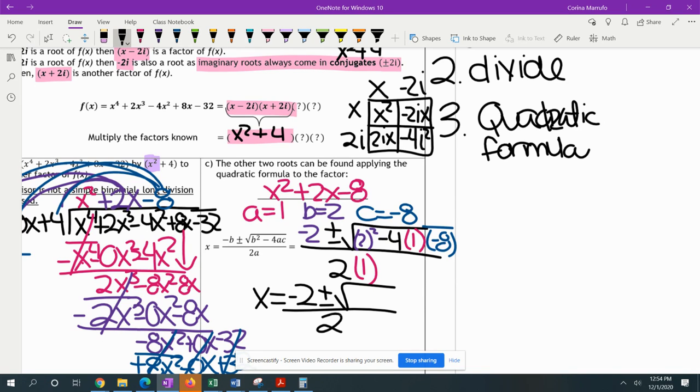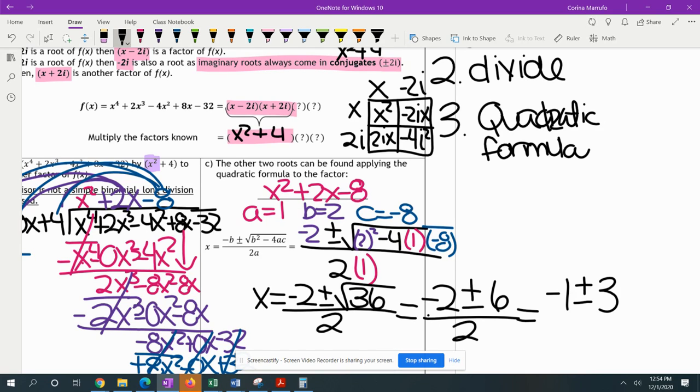All right, so let's see. It'll be 4 minus, or 4 plus 32. 4 plus 32, which gives us 36. And so we can take the square root of this and get a whole number. This is negative 2 plus or minus the square root of 36 is 6 over 2. We divide each one by 2. So negative 2 divided by 2 gives us negative 1 plus or minus 6 divided by 2 gives us 3.